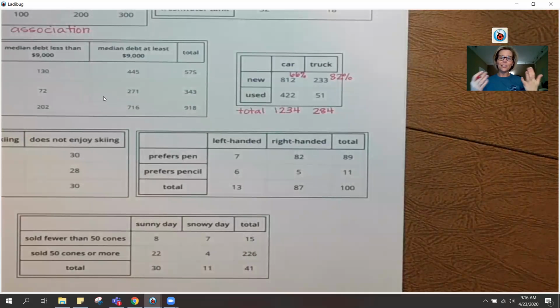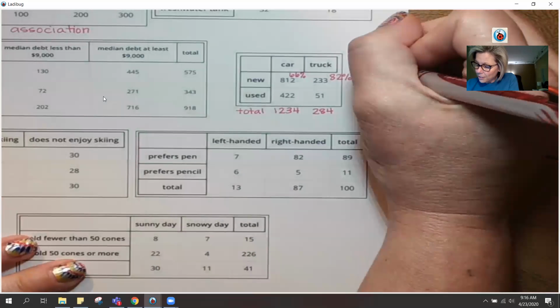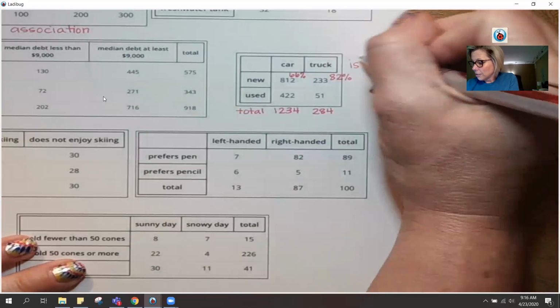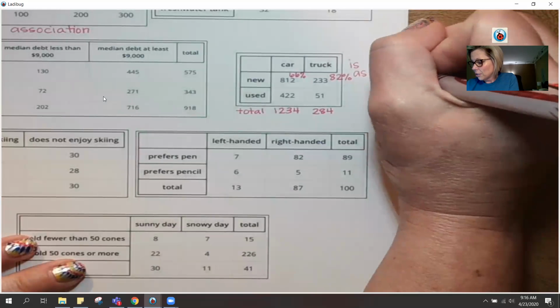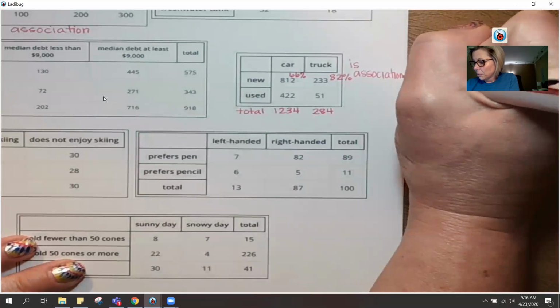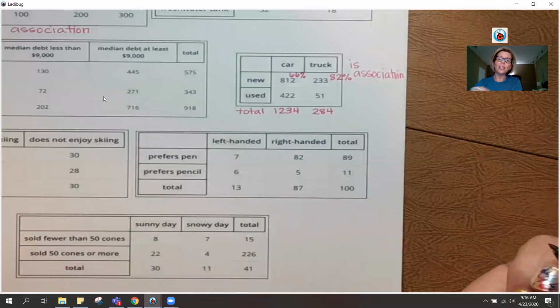Because there's such a big difference in those percentages, there is association. And I don't know if I have room to write that in there, but we're going to try. All right, so there is association. So it's a matter of you explaining what each of those are.